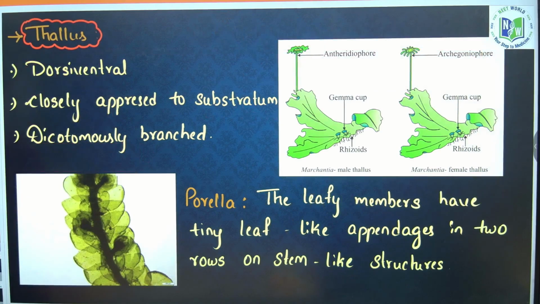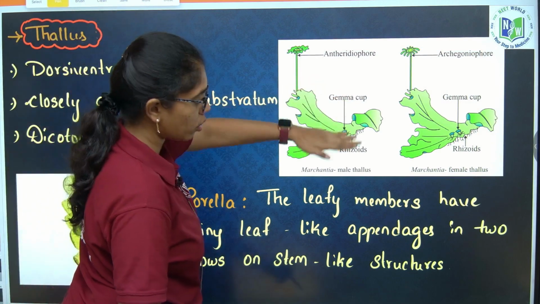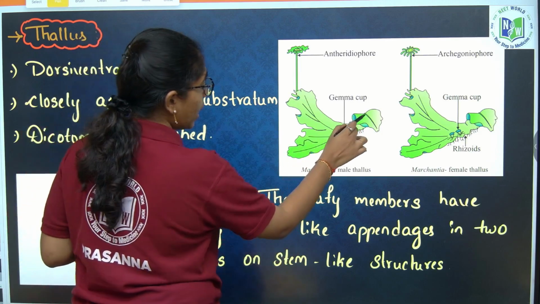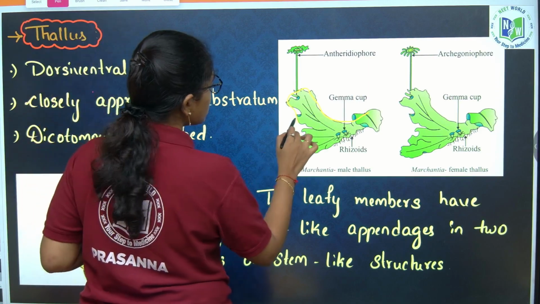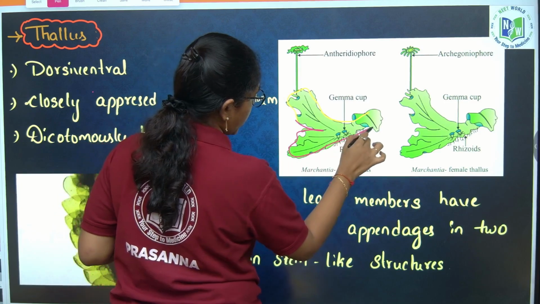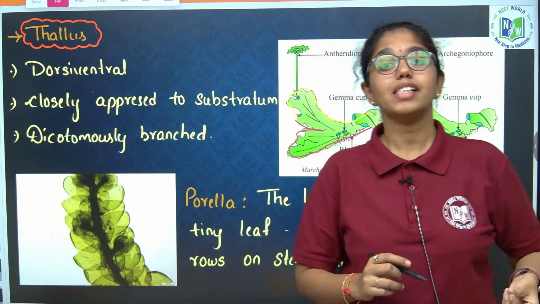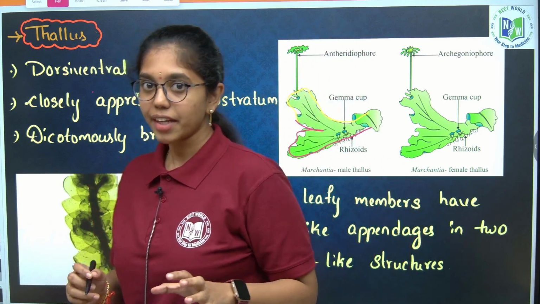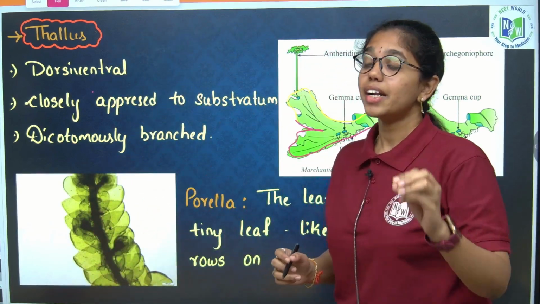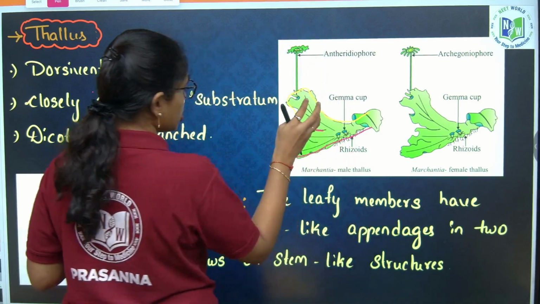If you look into the thallus of Marchantia, it is dorsiventral, closely appressed to the substrata. It has dichotomous branching like this. Dichotomous branching you will also see in one brown algae. Remember, what is that brown algae where we have discussed the dichotomous branching? Dictyota, right? In Dictyota we have observed the dichotomous branching. Again in Marchantia we are looking into that dichotomous branching.